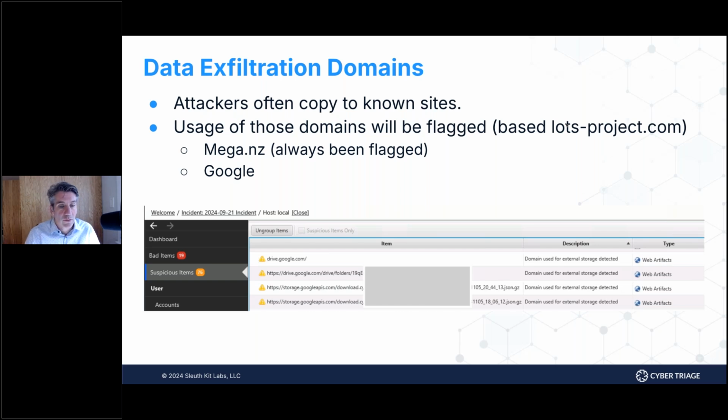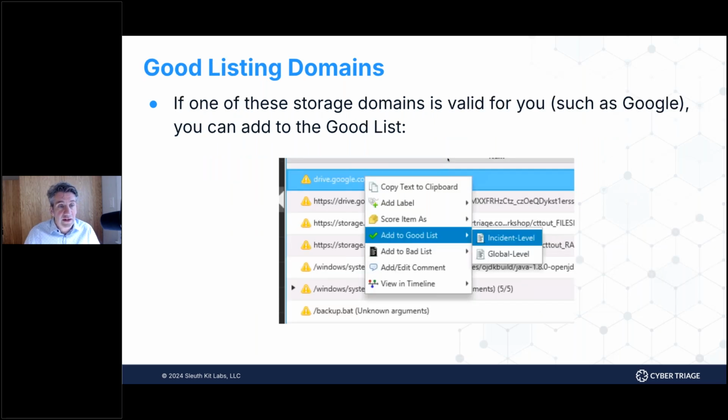But of course, it could be normal. Like if you're a Gmail, Google shop, there could be a lot of drive.google.com URLs and domains on there. As always, good listing is a way for you to help Cyber Triage learn what's normal or not in your environment.